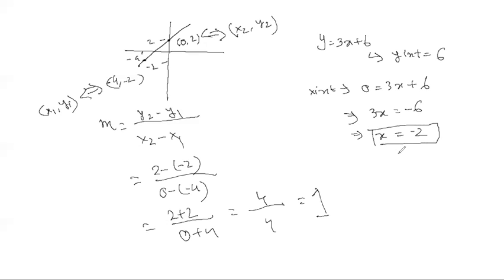This is our x-intercept. Let's plot this x-intercept and y-intercept on the graph. Our x-intercept is negative 2, so let's say it's here. And the y-intercept we already know is 6, so let's say somewhere here. If we draw a line between the x-intercept and y-intercept, it gives us the straight line.